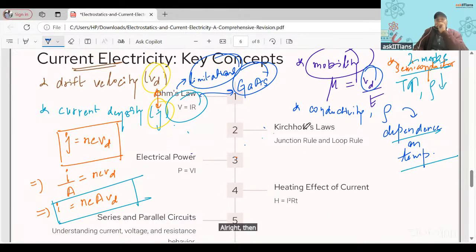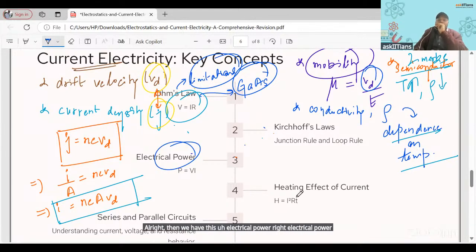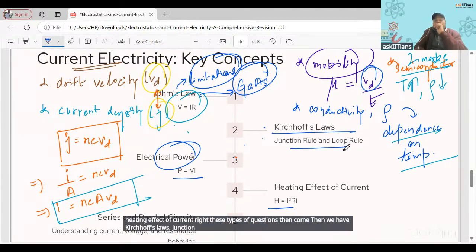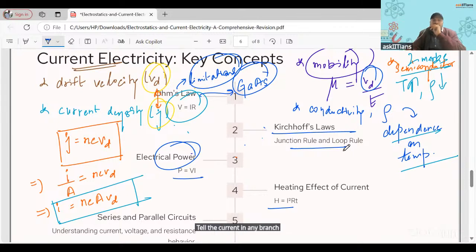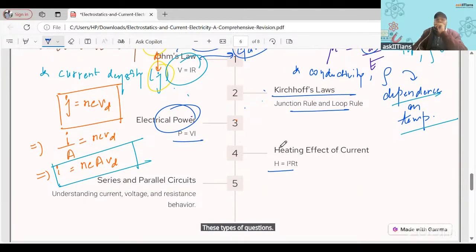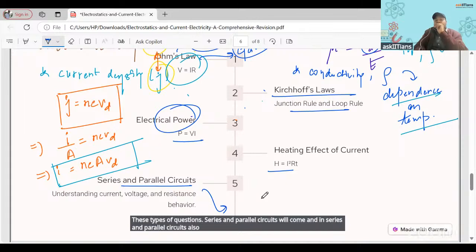Then we have electrical power, the heating effect of current. These types of questions come. Then we have Kirchhoff's laws, junction rule, loop rule. They'll give you a circuit and ask you to tell the current in any branch, the voltage across any resistor or something. Series and parallel circuits will come too, and in those, the cells part is important, not the resistors part.